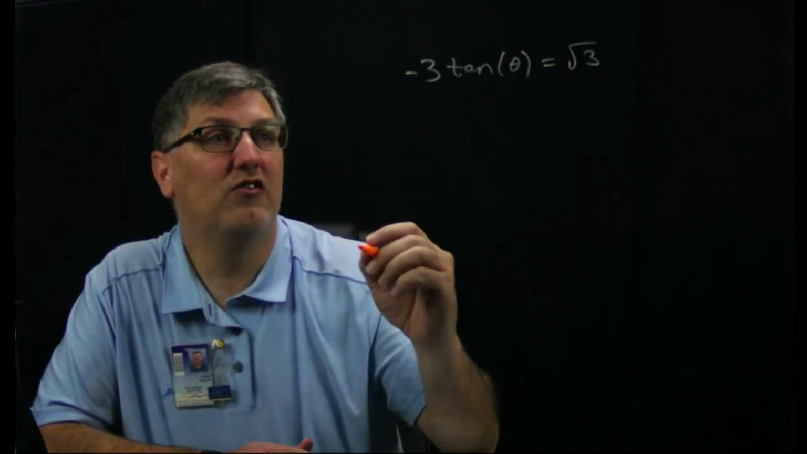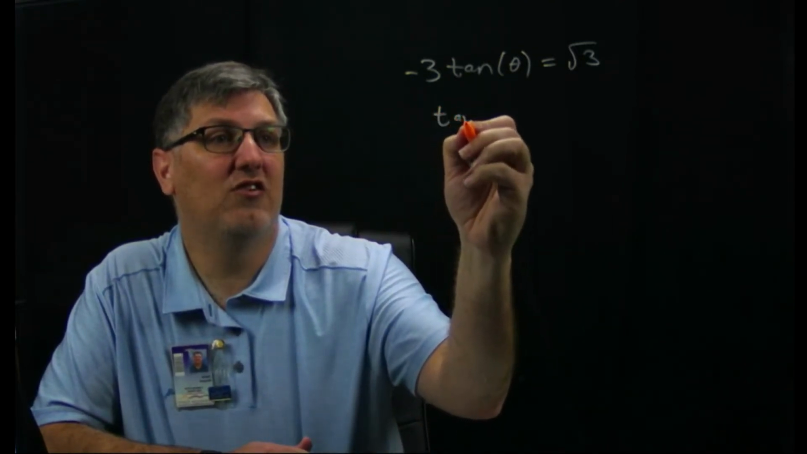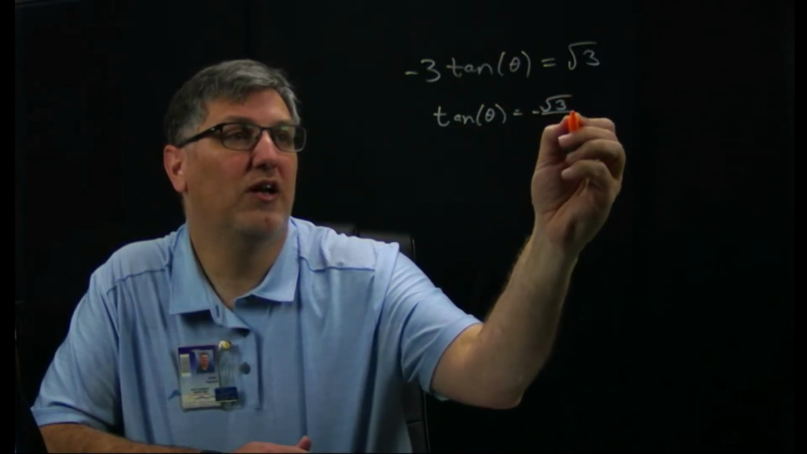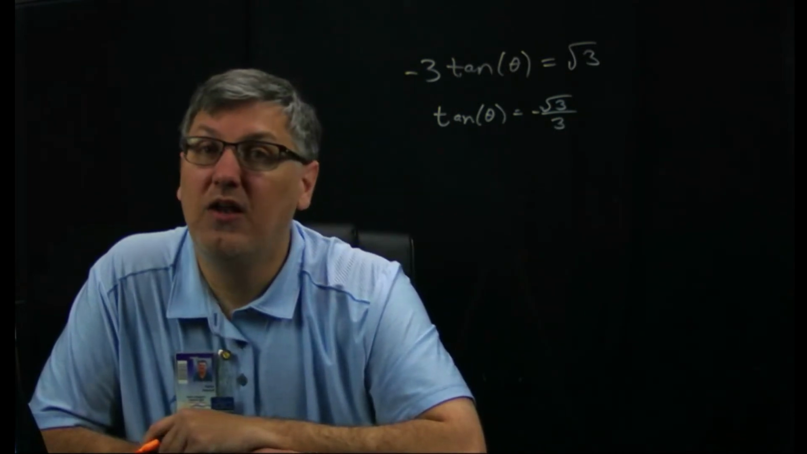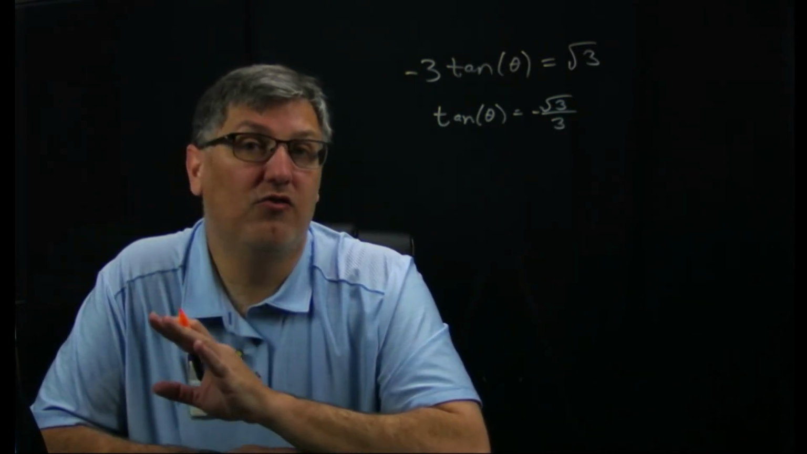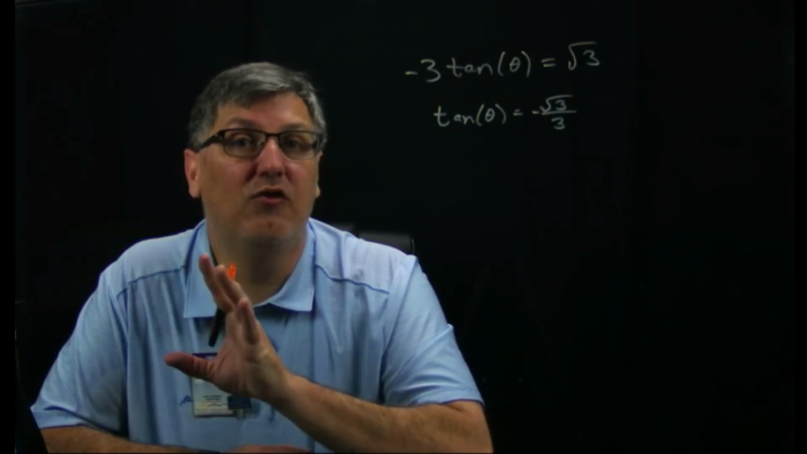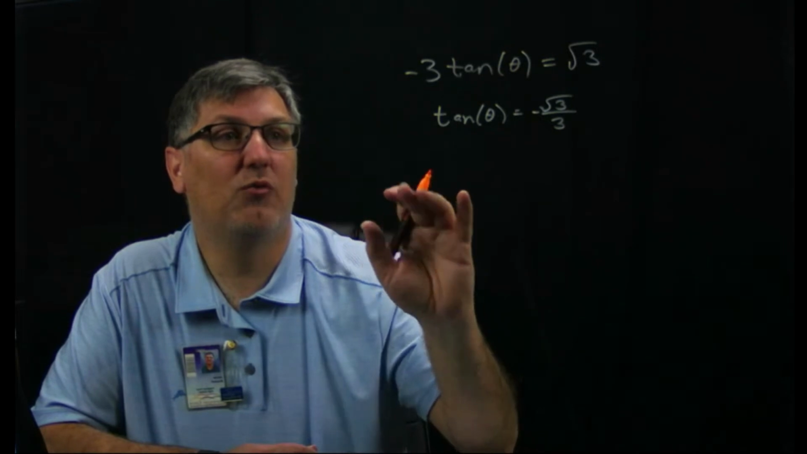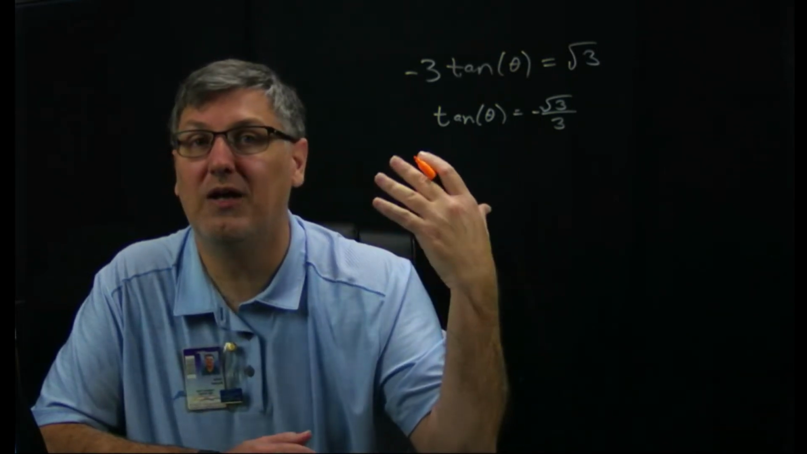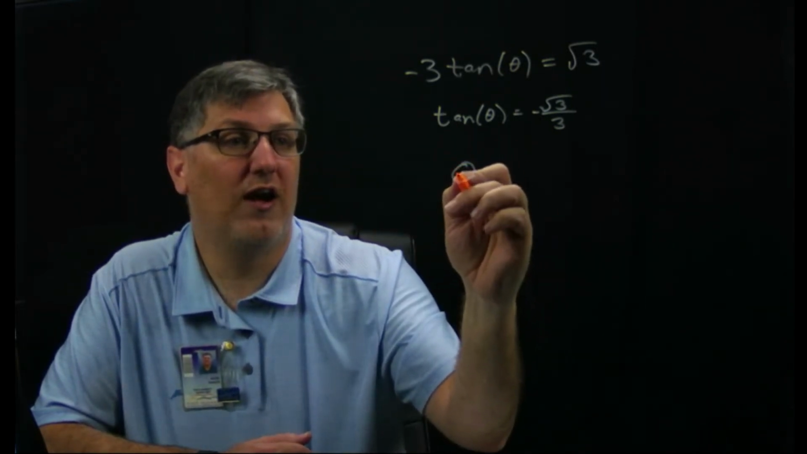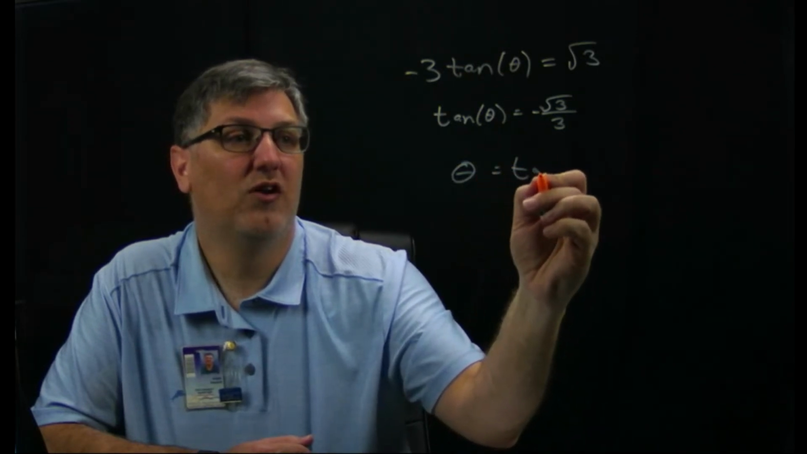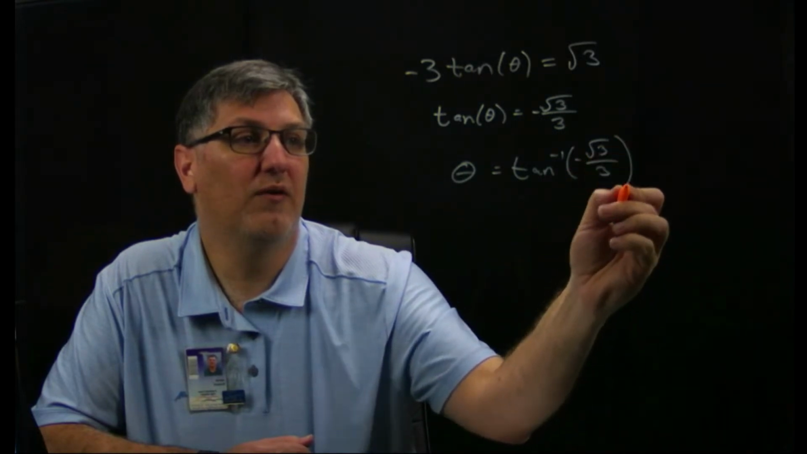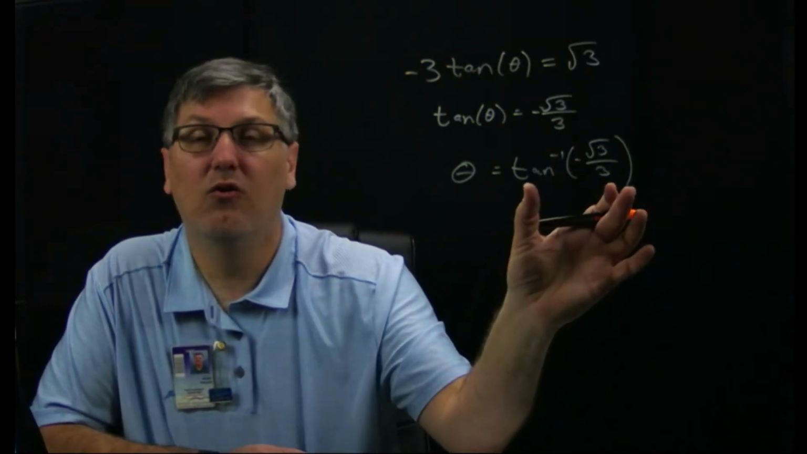So I'm going to divide both sides by -3, and I get tangent of theta equals negative square root of 3 over 3. Now here, we've got to solve for theta. So we're going to do the inverse operation, which is arc tangent. I'm going to take arc tangent of both sides. Arc tangent of tangent is just going to be theta. It's going to fall out, and we get theta equals arc tangent of negative square root of 3 over 3.